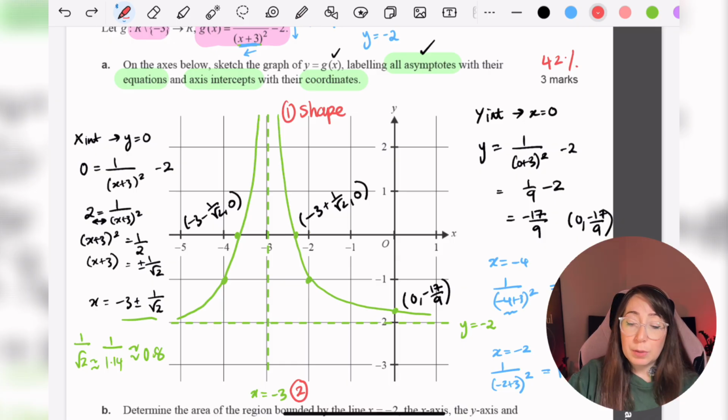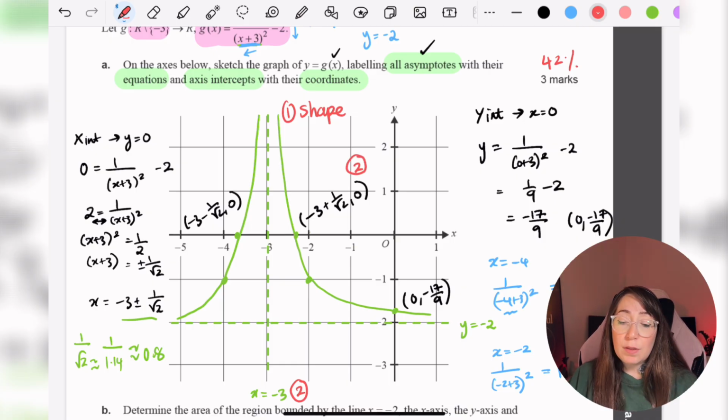Finally, the last mark belonged to the intercepts. They did note that if you dropped one bracket, so you accidentally forgot to write 1, they still gave you the mark. However, if you did it more than once, then they probably took off the mark at that point. So 42% got that full mark.